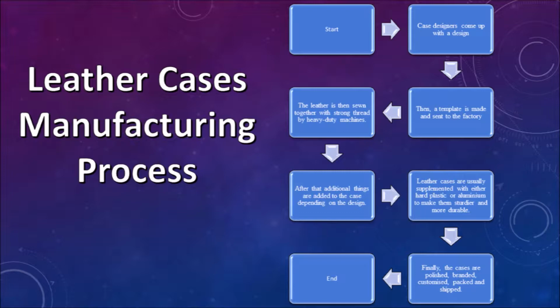Leather case manufacturing process. Start. Then case design, come out with the design. Then a template is made and sent to the factory. Then the leather is stitched together with strong thread by heavy duty machine. After that, additional things are added to the case depending on the design. Then leather cases are usually supplemented with either hard plastic or aluminum to make them softer and more durable. Finally, the cases are polished, branded, customized, packed and shipped, and then end.